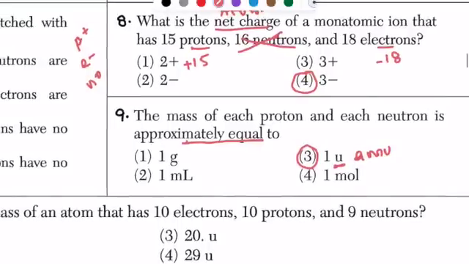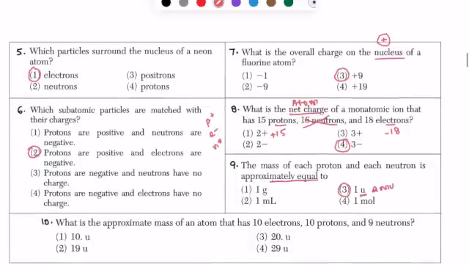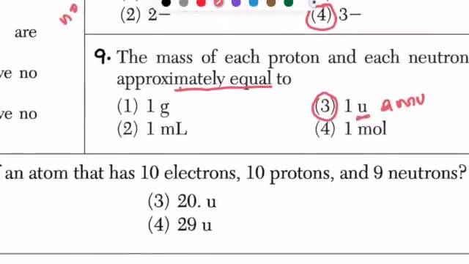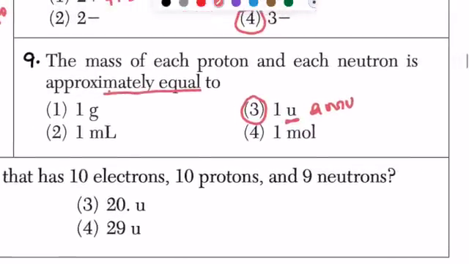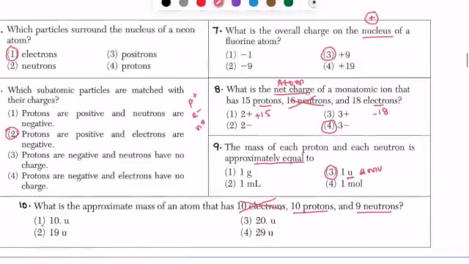So protons and neutrons weigh the same. Electrons are significantly lighter, which is why for atomic mass, we only count the mass of the proton and the neutron. So what is the approximate mass of an atom that has 10 electrons, 10 protons, and 9 neutrons? So remember, we do not need to consider the mass of the electrons. So we can only consider the mass of the protons and the neutrons. So that will be approximately 19.